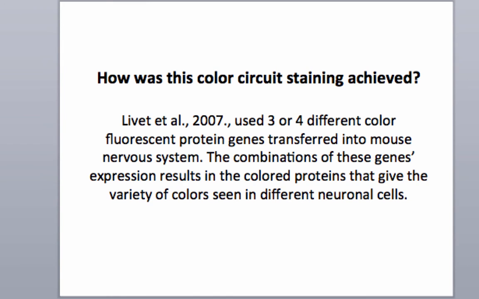How was this color circuit staining achieved? Livet et al. used 3 or 4 different color fluorescent protein genes that were transferred into the mouse nervous system, and combination of these genes' expression results in the colored proteins that give the variety of colors seen in the different neuronal cells in the previous figures.